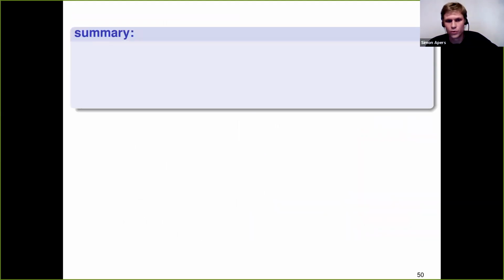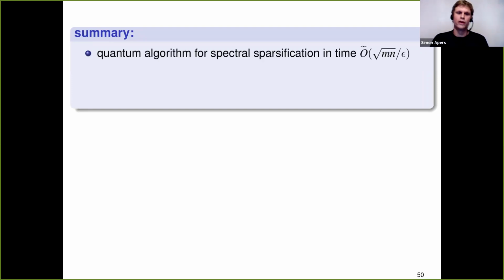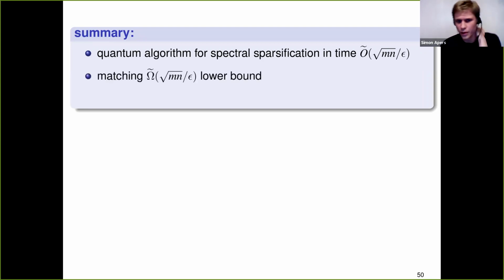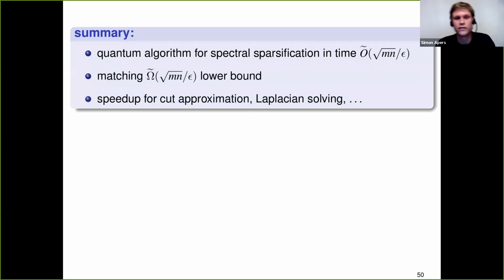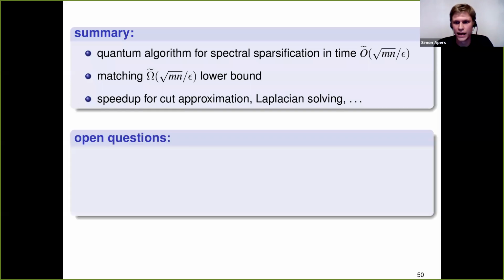And then I'll try to round up by first giving a summary of exactly what we did. So we proved that there is a quantum algorithm for spectral sparsification, which takes time Õ(square root of mn over epsilon). Then we showed that this is tight up to polylog factors. And then we showed how this gives a speedup for things like cut approximation and Laplacian solving. And I'll end with some open questions, which we think are very interesting, and we're kind of excited to, you know, hear any thoughts on them.